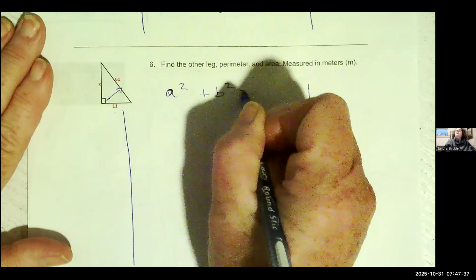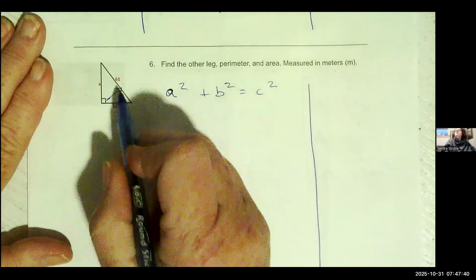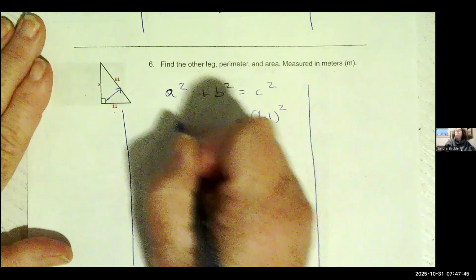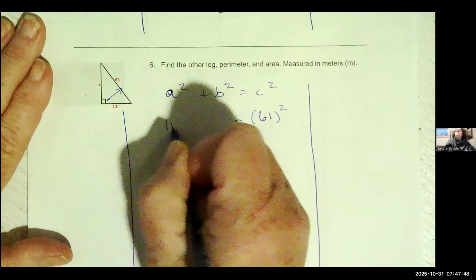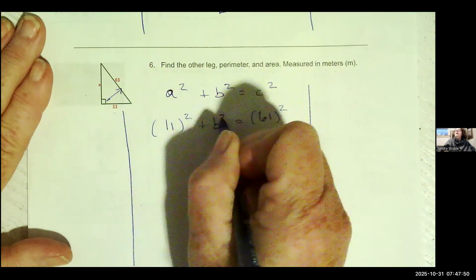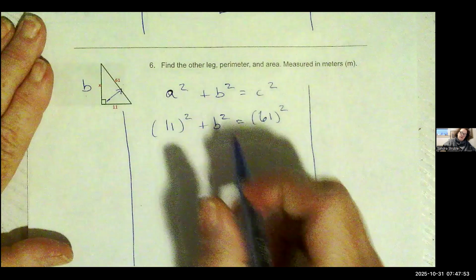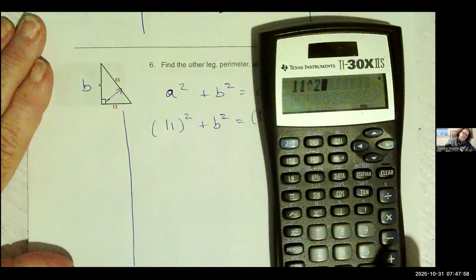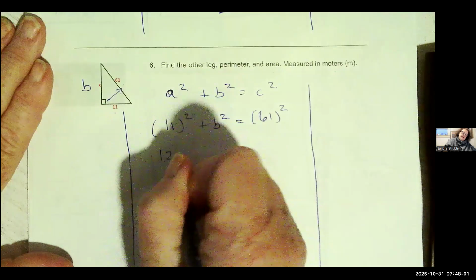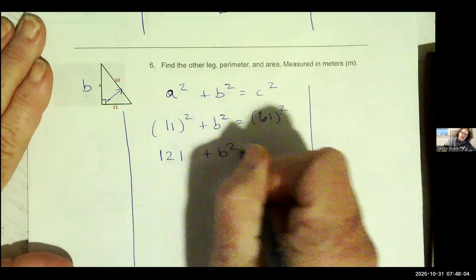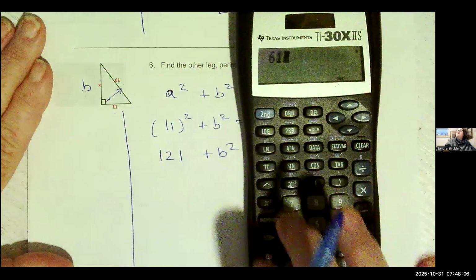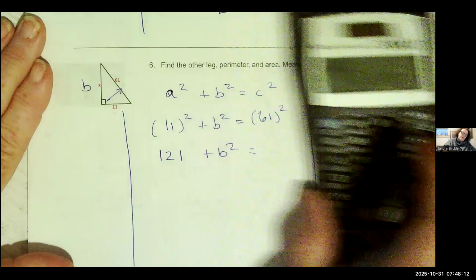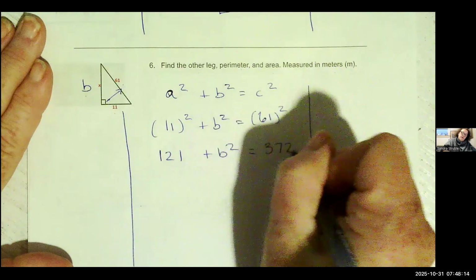All right, well, 61 has to be my C. Anything else doesn't matter. I'm going to use 11 for A. And I'm going to be looking for my B. Okay. 11 squared is 11 times 11, or 11 caret 2 equals 121. 61 squared is 61 times 61, which is 3,721. Now, we have 121 attached to B squared.